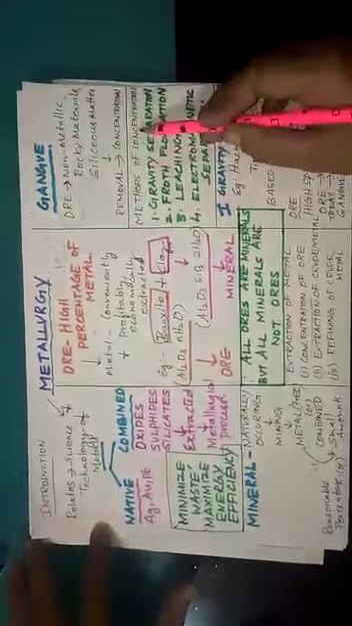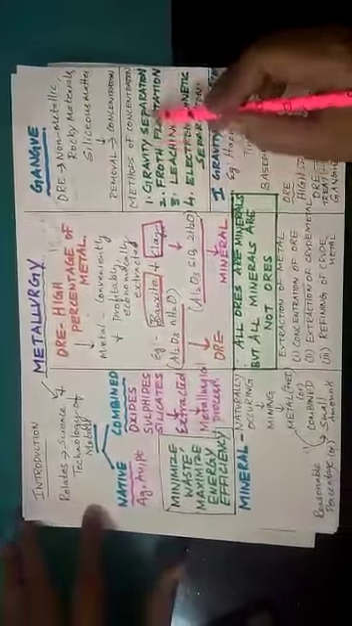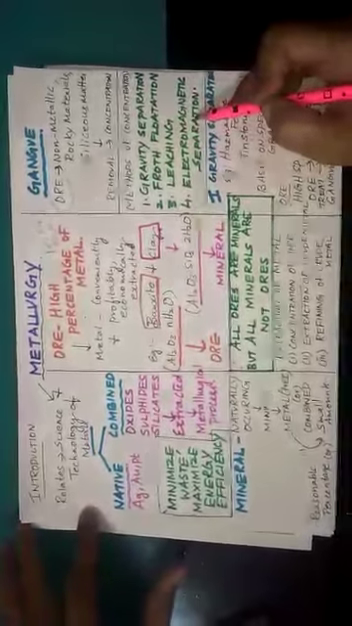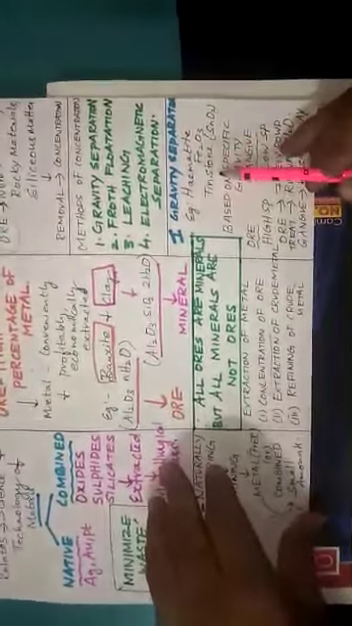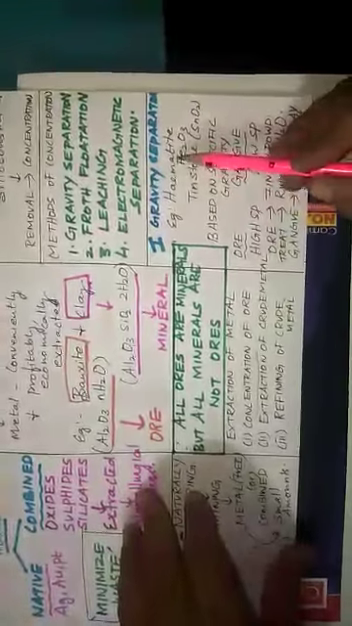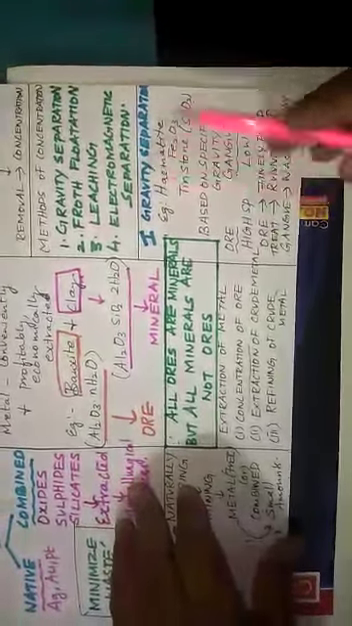There are several methods of concentration of the ore: gravity separation, froth flotation, leaching and electromagnetic separation. Now let us look at one after the other. Under gravity separation, let us take an example of hematite and tinstone. These both are concentrated by the gravity separation method.